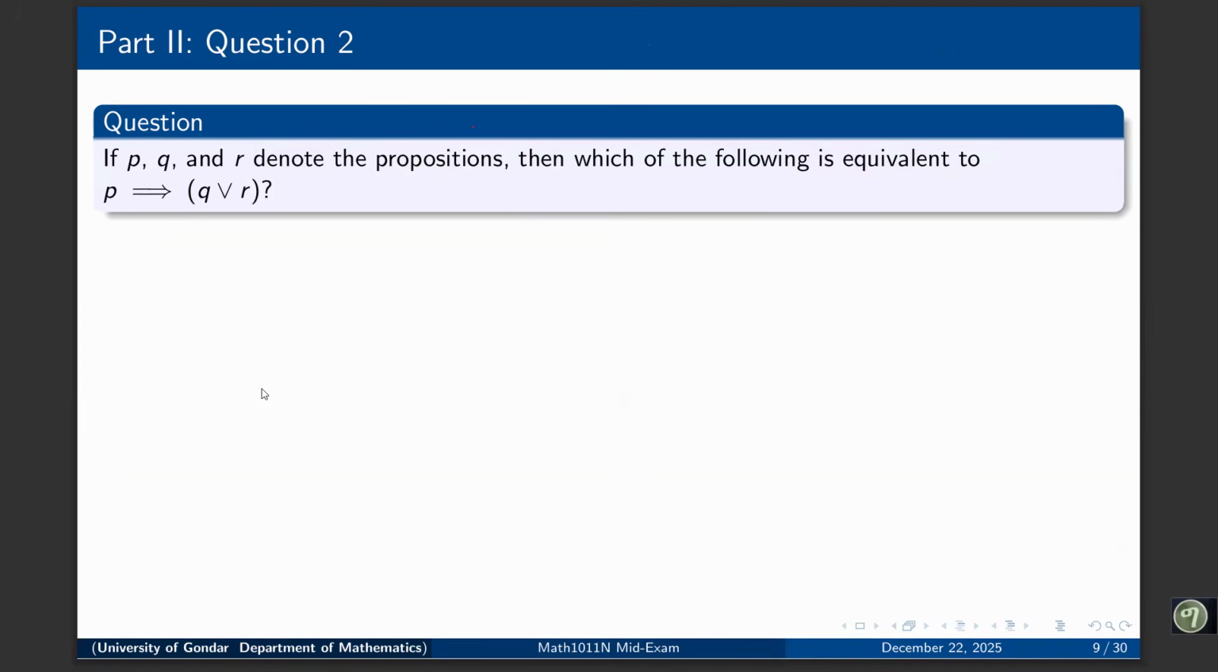The next question is question number 2. If P, Q, and R denote propositions, then which of the following is equivalent to P implies Q or R? We have three component statements here, and we have this logical implication. So what we are asked here is to select from the following which is equivalent to this one. You know what equivalents are.